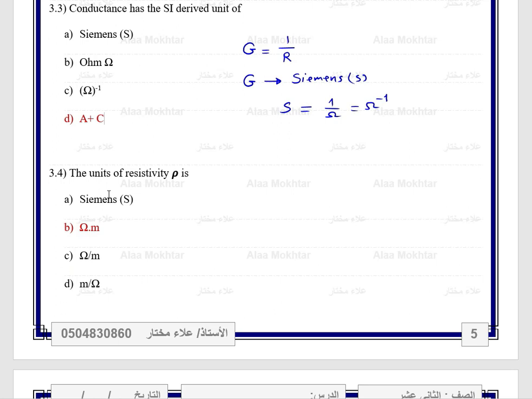Question number 4. The unit of resistivity is ohm times meter as mentioned before, so the unit of R is ohm. The unit of resistivity is ohm times meter, the unit of conductivity is ohm times meter to the negative 1, the unit for conductance is Siemens or ohm to the power of negative 1.